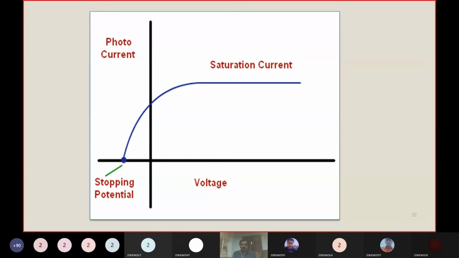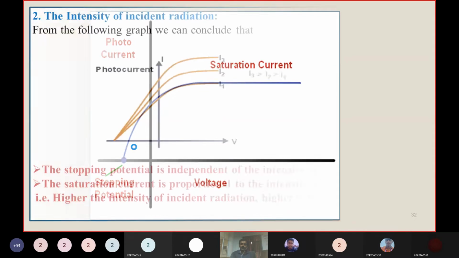So this is the curve again, voltage versus current. If you increase the voltage in this direction, the current increases up to a particular value, and after that it becomes saturated. If you apply the voltage in the opposite direction, up to a particular value there is a little amount of photocurrent. At a particular value of the opposite voltage, the current becomes zero. That voltage we call the stopping potential.